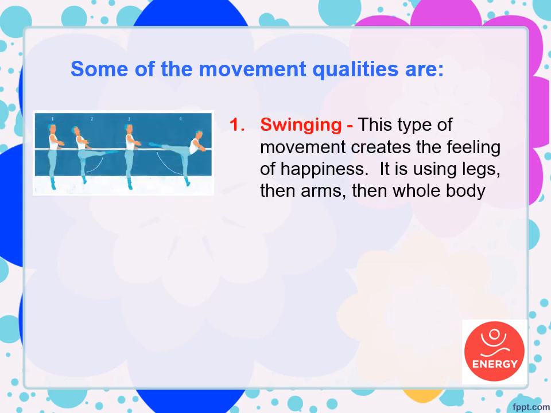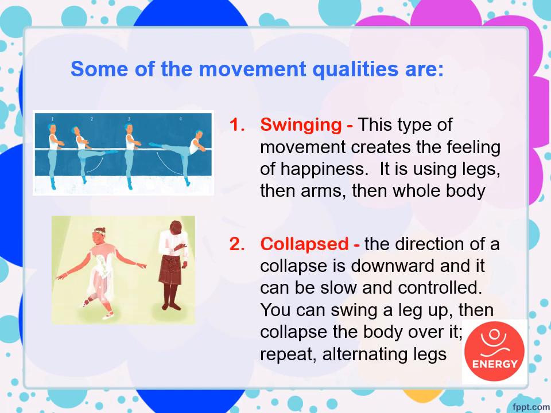One, swinging. This type of movement creates the feeling of happiness, and it is using the legs, then the arms, then the whole body. Two, collapse or collapsing. The direction of collapse is downward, and it can be slow and controlled. You can swing a leg up, then collapse the body over it, then you can repeat with alternating legs.